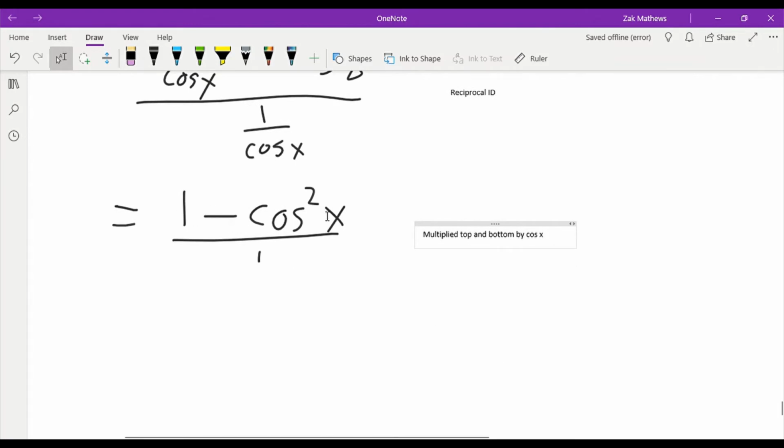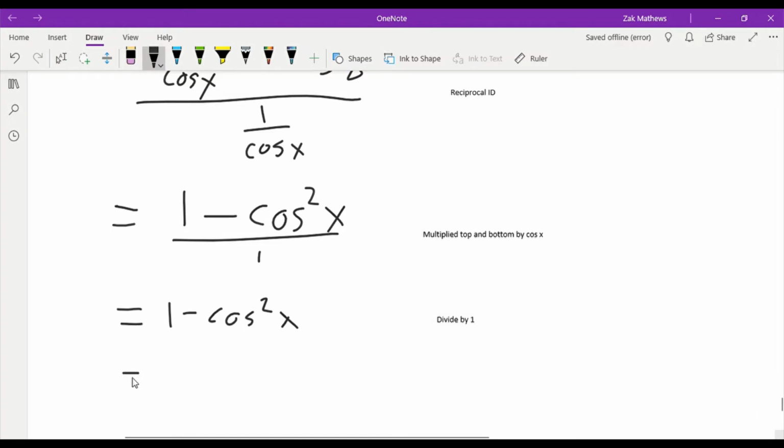1 minus cosine squared over 1 obviously is just 1 minus cosine squared. Don't necessarily care that you write this out. I think that's all pretty obvious. If we stated that in the previous step, we could have simplified both in one, but I'm just making sure I make it very obvious to you what I'm doing. So we divide it by 1, which of course just keeps it the same.